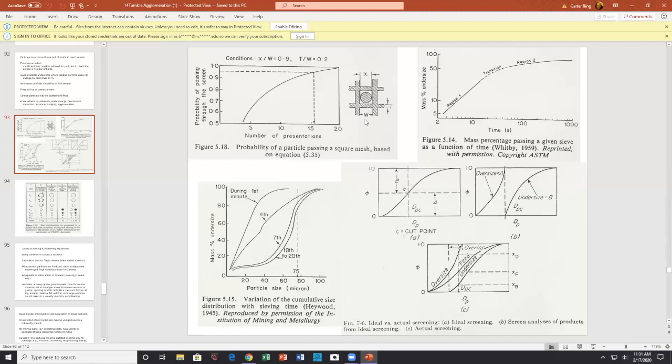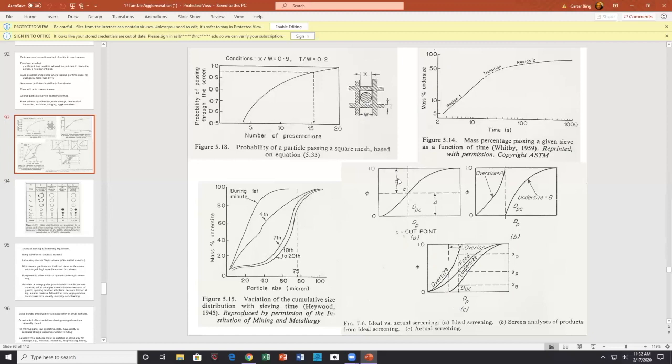So horizontal screening is terrible, terrible. You want to use a banana screen or a screen on a tilt. We'll show you a few of these as we get to it. But those are real biggie graphs there. This idea of this cut, the idea that you're not going to get it, and I'm not sure what this A was.